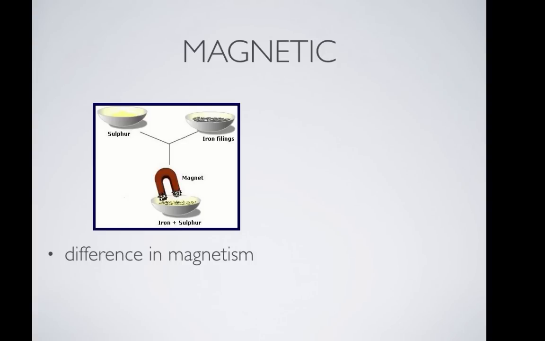The next separation is by the difference in magnetism. If I have two substances that are mixed into a container, and I have one that is magnetic, the other one that is not, easy. I can just take a magnet, stick it in there, pull it out. All the magnetic stuff will come out with the magnet, and the rest of it will remain, the stuff that's not magnetic.